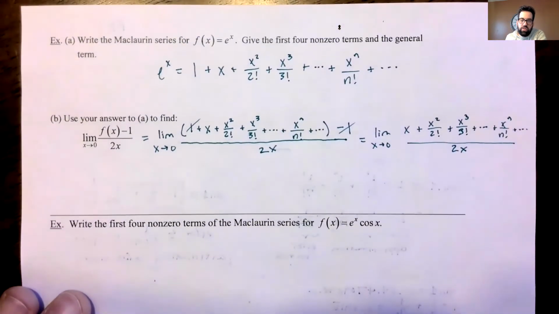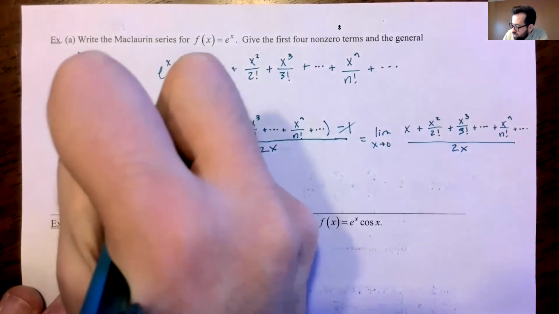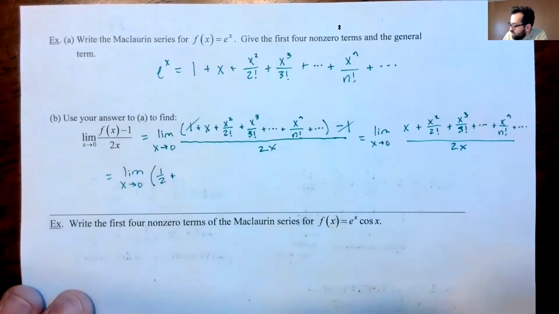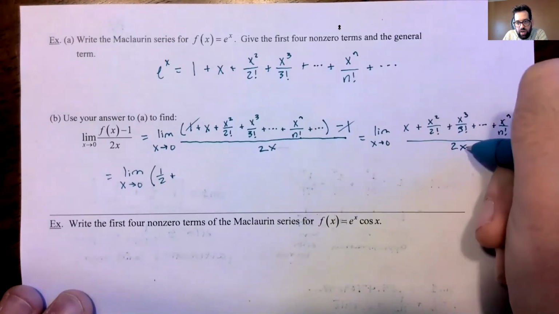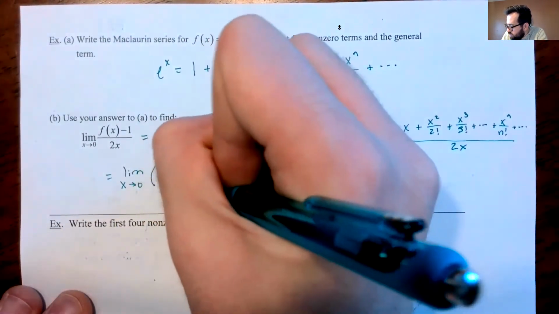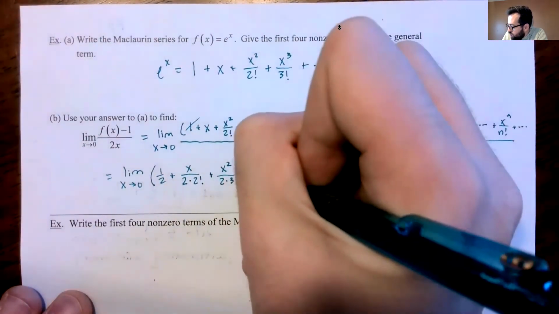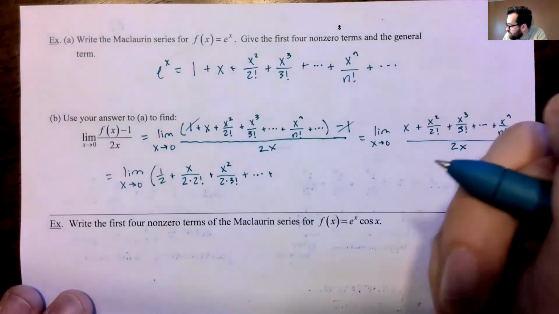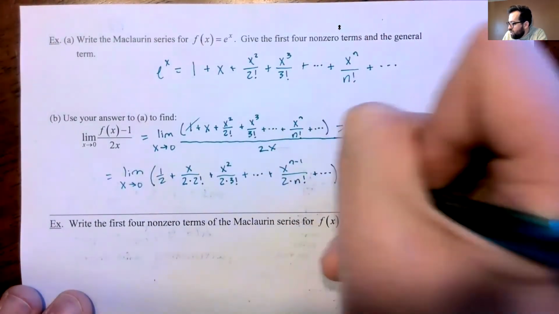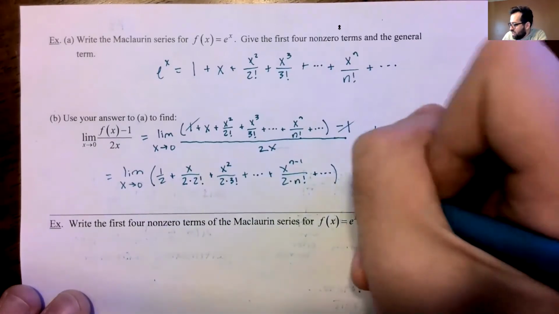And now we can actually distribute the divided by 2x to every one of these terms. So we're going to have the limit as x approaches 0 of x divided by 2x is going to be 1/2. In this second term, the x squared divided by x is just going to give us x, and an extra 2 is going to accompany the denominator. So we end up with x over 2 times 2 factorial. Then we have x squared over 2 times 3 factorial. And that's going to keep going. The general term is going to be what? x to the n minus 1 over 2 times n factorial. And what's going to happen as x approaches 0? All of these terms that have x's are going to go away and just leave us with that 1/2.